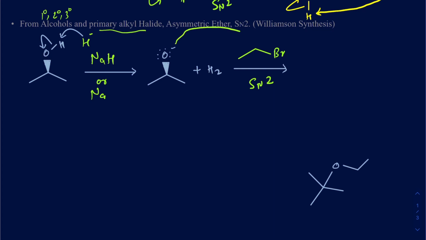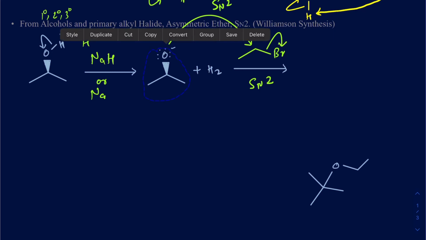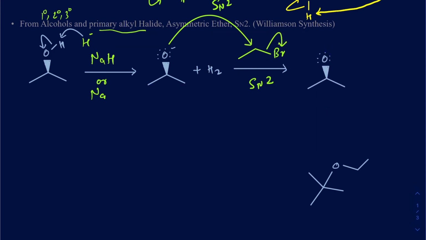So I can go ahead and do this here. And this leaves. And then I'm just going to copy this down here. You make this product here. Keep track of your carbons. So this is a way of making an asymmetric ether in this particular case.